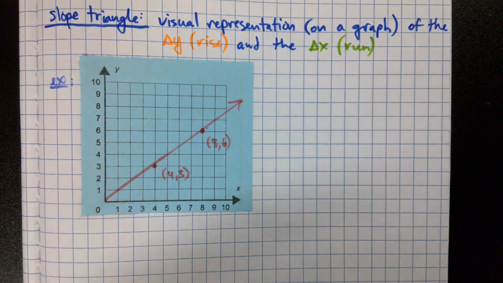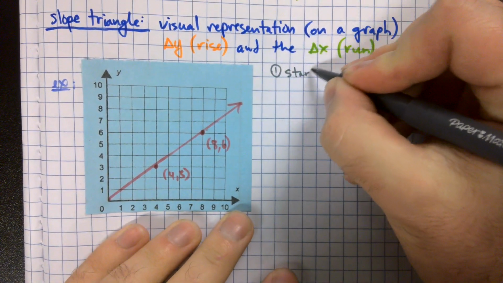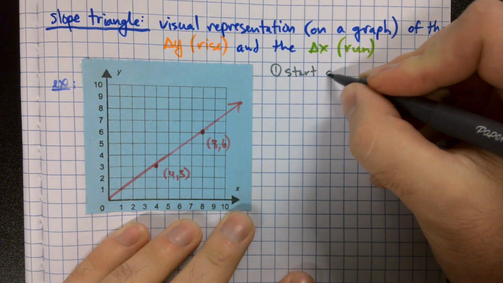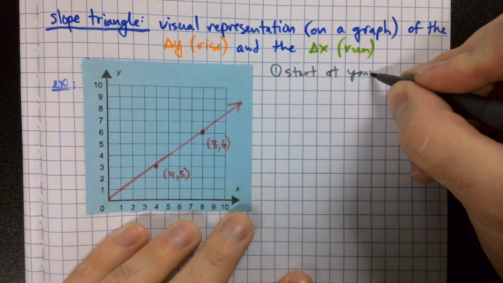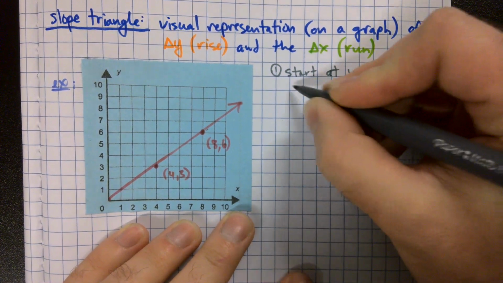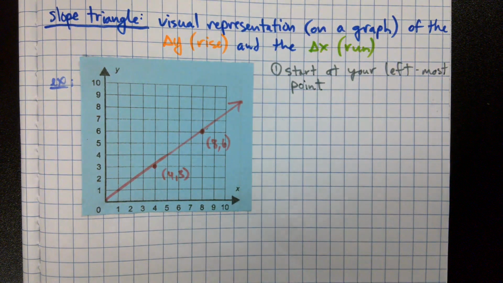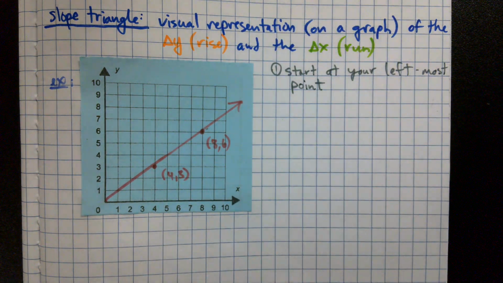So we're going to follow a couple steps here. The first step is we're going to start at your leftmost point. Everybody knows their right and their left, yes? Hopefully.